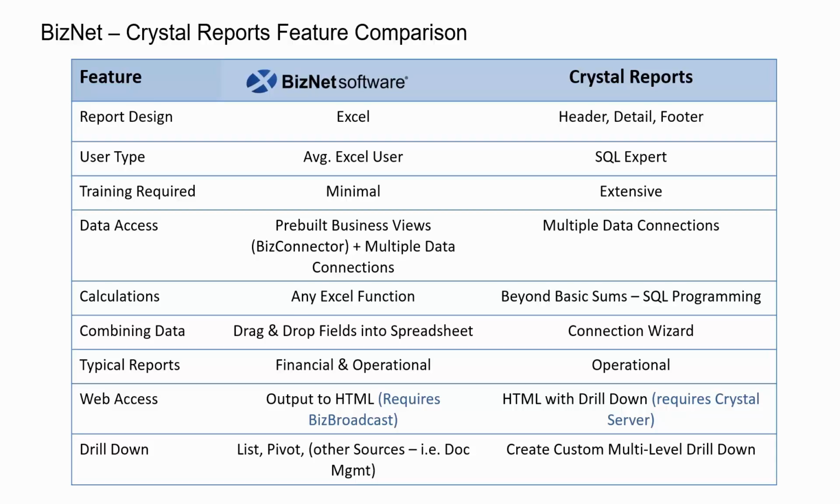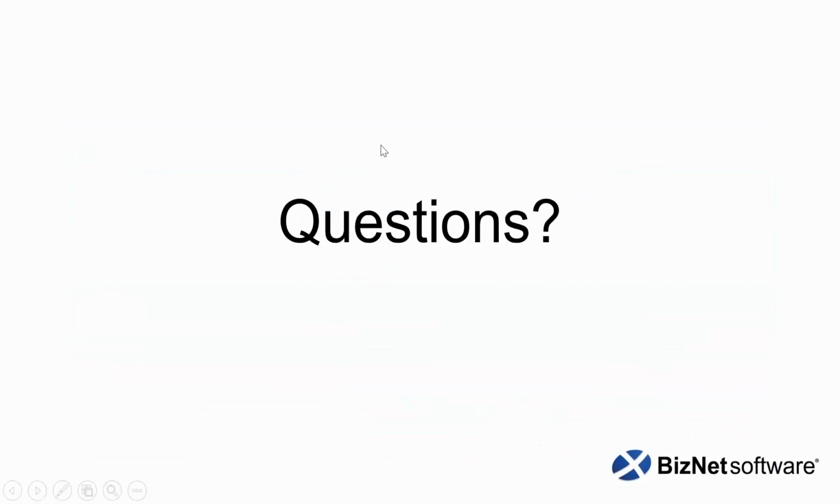And the drill downs, as you saw, BizNet can do a list and a pivot. Crystal has done a good job of allowing you to create multiple level drill downs so that you can put on there what items you want to show in the drill down, and you can have multiple layers of drill down. So, if you're needing something with that level of detail, Crystal Reports does a very nice job for you on that.